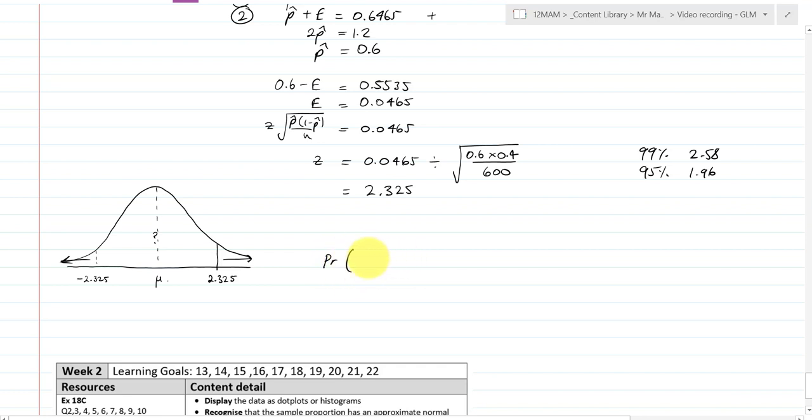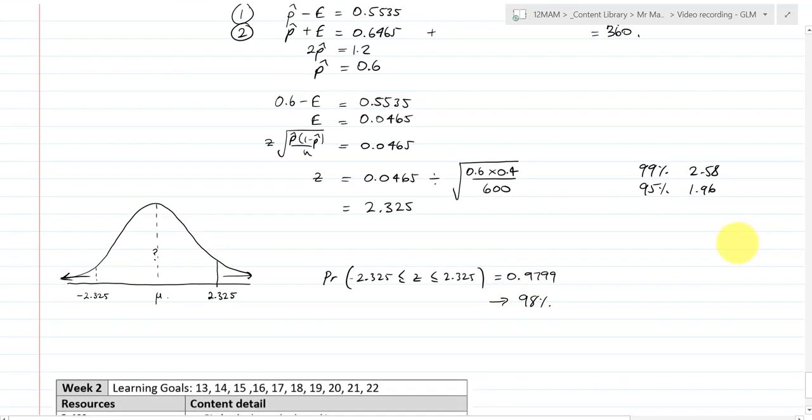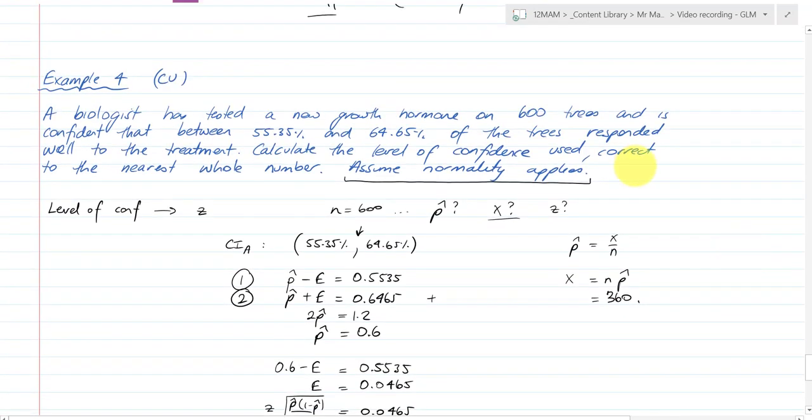So we get our probability that z is between negative 2.325 and 2.325 is equal to 0.9799, which is of course a 98% confidence interval. A 98% confidence interval is taken for this situation.